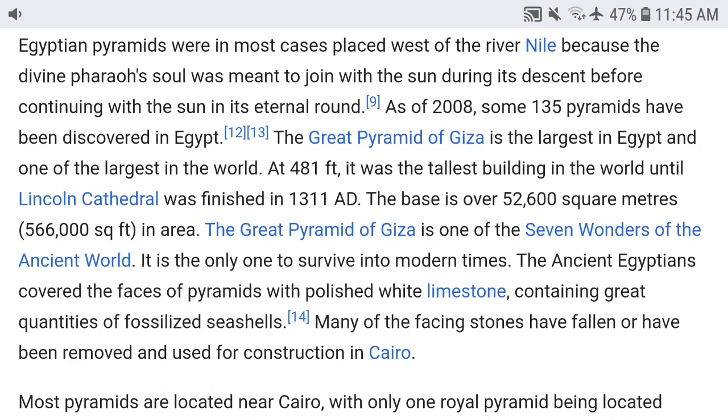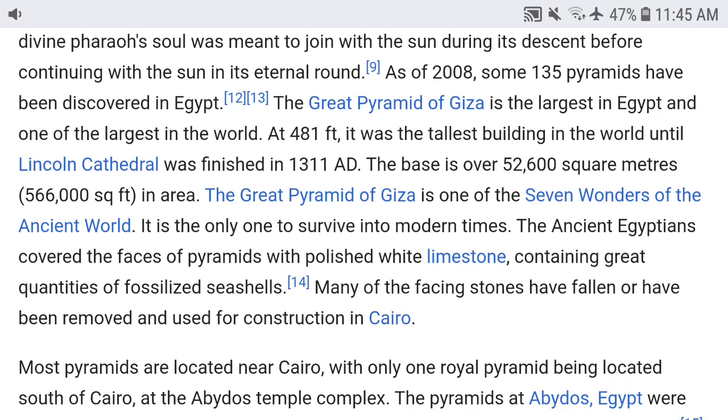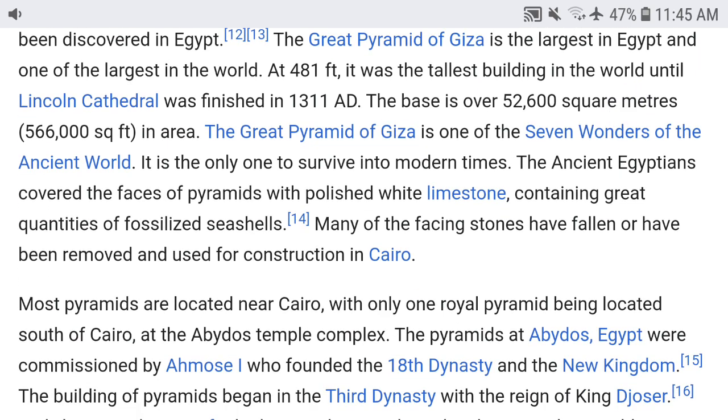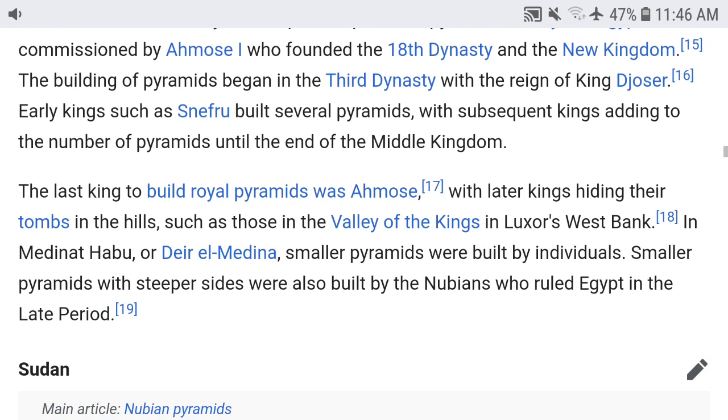The ancient Egyptians covered the faces of pyramids with polished white limestone containing great quantities of fossilized seashells. Okay, so to make it shiny again, right? Many of the facing stones have fallen or have been removed and used for construction in Cairo. Most pyramids are located near Cairo. Okay, that's basically the Egyptian one, right?